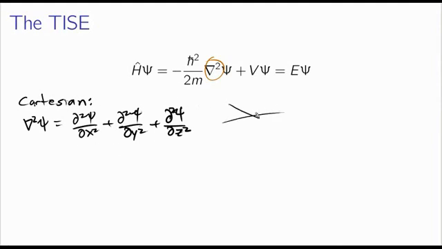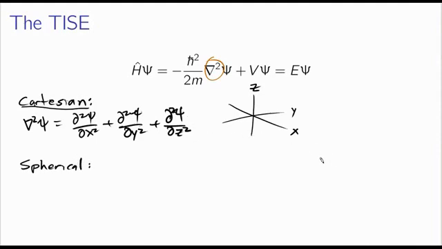This is our typical Cartesian coordinate system, x, y, and z. If we're working in Cartesian coordinates, great. This is potentially something that we can work with straight away. We'll see what that looks like in a moment. For now, though, I also want to give you an expression for the Laplacian in spherical coordinates.